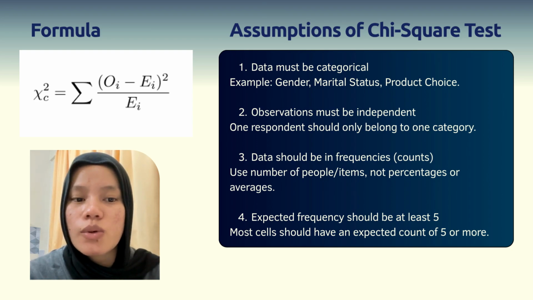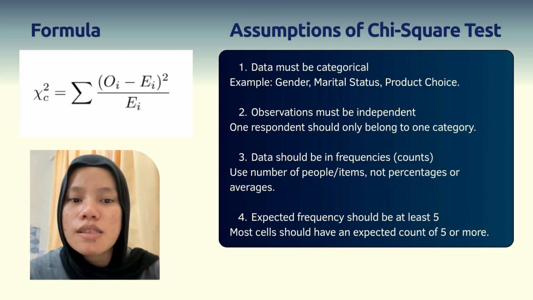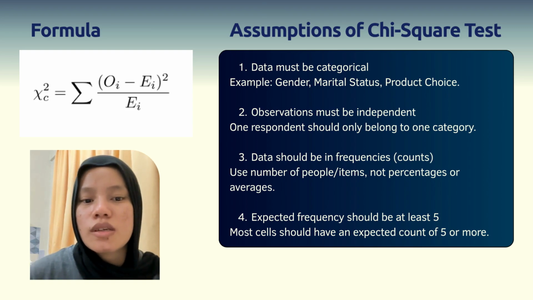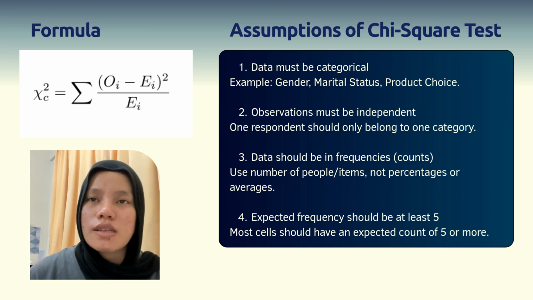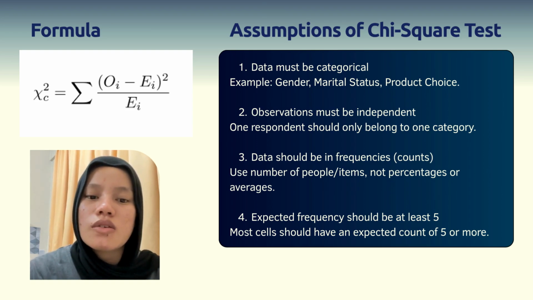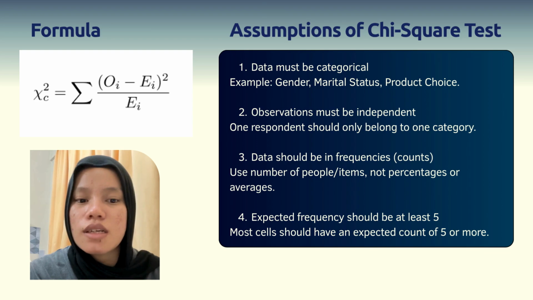Before using the chi-square test, several assumptions must be met. The first one, the data must be categorical, such as gender, marital status, or product choice. Second, observations must be independent, meaning each respondent belongs to only one category. Third, the data should be recorded as frequency or count, not percentage or average. The last one is that the expected frequency in each cell should generally be at least 5. If the assumptions are satisfied, the chi-square test can provide reliable and valid results.